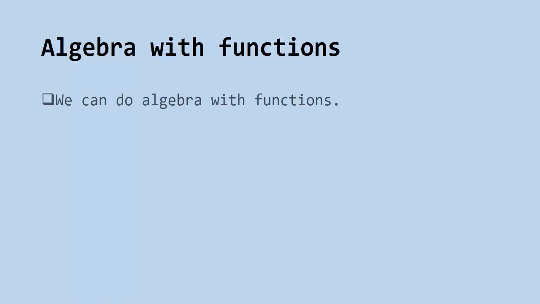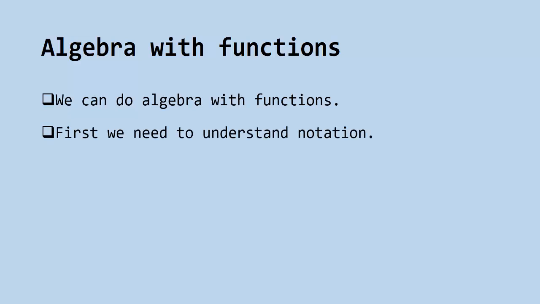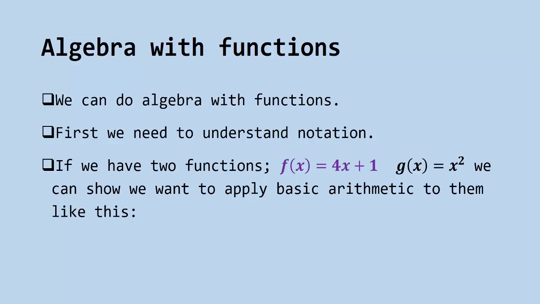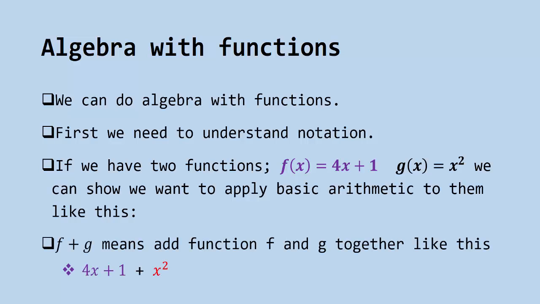In this lesson, we're going to discuss how to do algebra with functions. First, we need to understand some notation. If we have two functions, say f of x equals 4x plus 1 and g of x equals x squared, we can show we want to apply basic arithmetic to them like this. F plus g means to add function f and g together, like this.